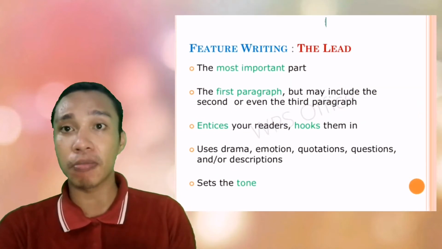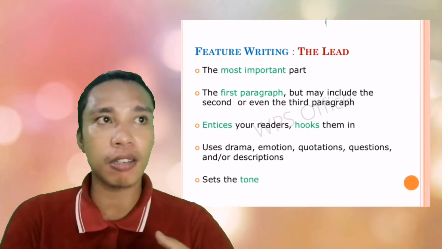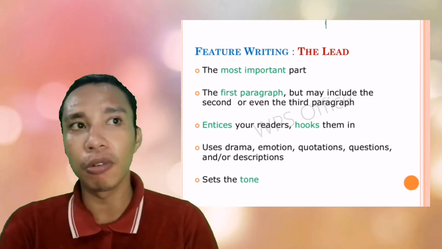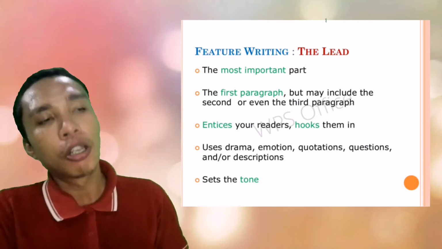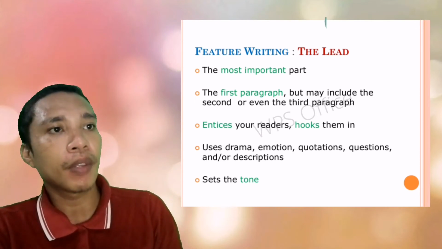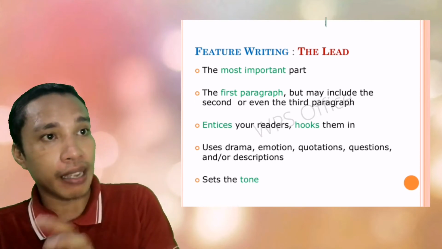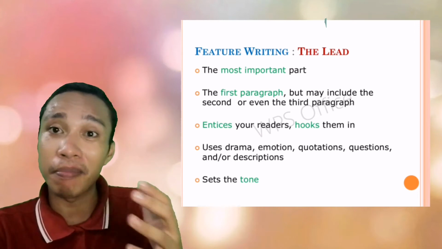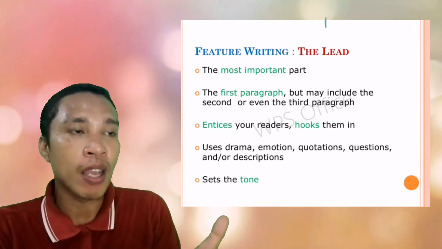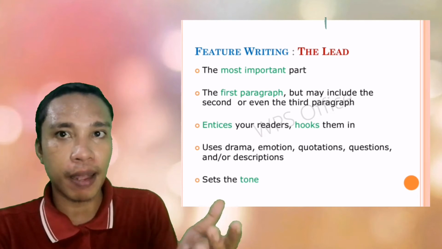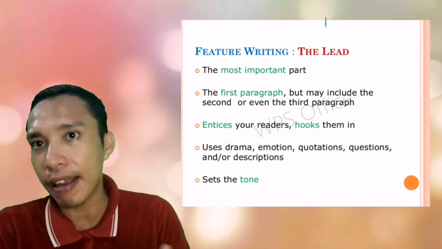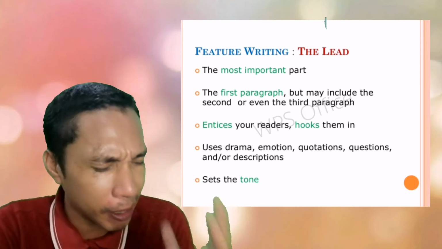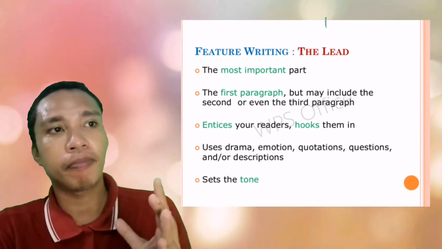So in writing a feature story, we have the lead. Based on our previous discussion, when we say the lead, it's actually the most important part. That's the factual side of the feature story. It's the first paragraph, but may include the second or even the third paragraph. So basically, we find in the lead the 5 W's and the 1 H questions, either in the first paragraph, the second, or the third, but ideally it should be in the first paragraph.